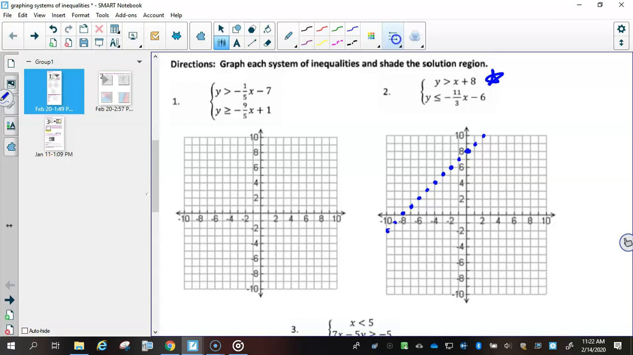Would this be a solid or a dashed line? So not solid, it'd be dashed because it doesn't have an equal to. I don't have the space to do that, so I'm just going to make it a dotted line and draw arrows. Would this be shaded above this line or below it? Above. Why would it be above? Because it's greater than.